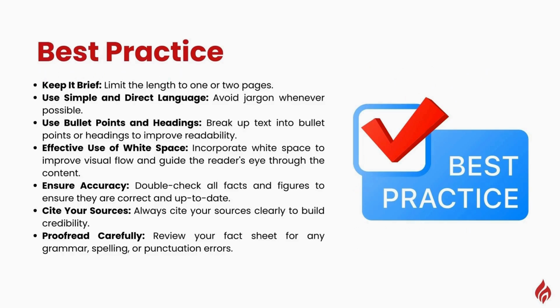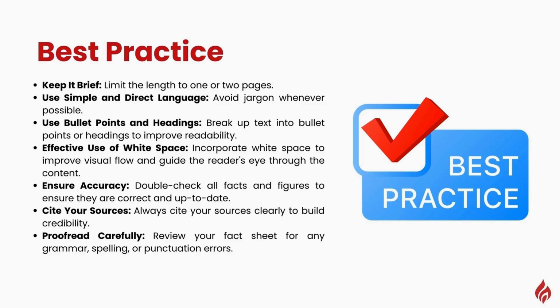Okay, let's talk about some best practices for creating effective fact sheets. First, fact sheets should be brief, usually no more than 1 or 2 pages at the most. You want to focus on the most important information, giving readers a quick overview without digging into too many technical details. The language should be simple and direct. Keep jargon to a minimum, and when you do need to use technical terms, make sure to define them in plain language. Remember, you always want to make the content accessible to everyone.